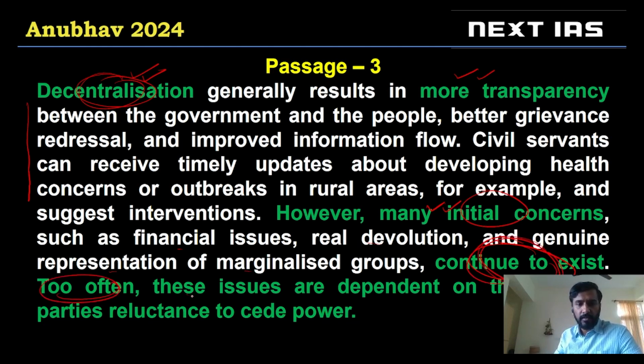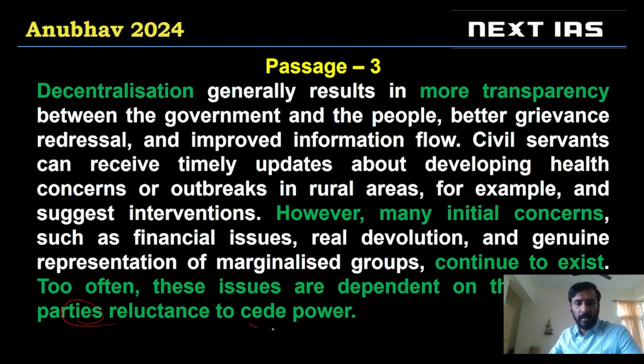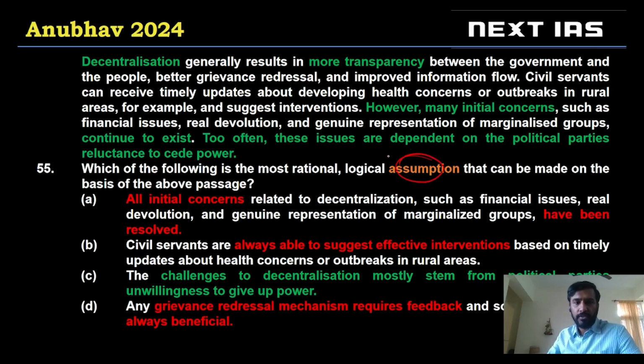Too often, these issues are dependent on political parties' reluctance to cede power. So the party may not want to cede power or give power to people. So therefore, these issues continue to exist. Okay. So we are looking at assumptions. Which of these could be a valid assumption? Again, stick to just what you've read in the passage. The reason why I say this is because we have read so much about topics such as decentralization, etc. Kabhi kabhi we'll try and answer something based on our understanding or our knowledge. That would be incorrect.